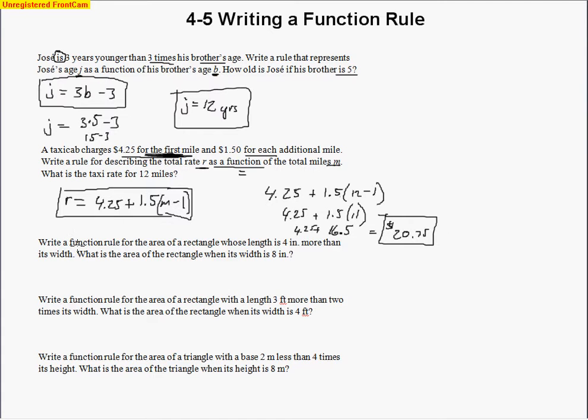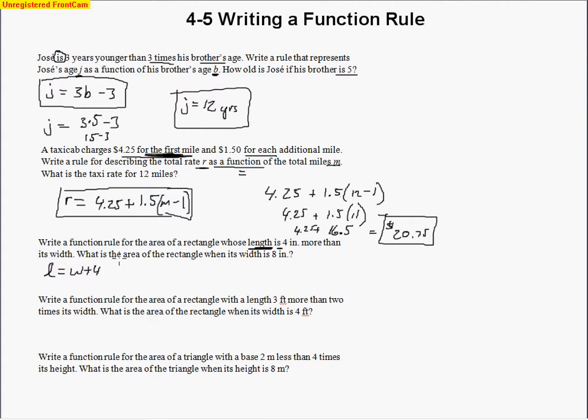It says write a function rule for the area of a rectangle whose length is 4 more than its width. Once we see that, the length is, I'm going to write down L equals, and then 4 more than its width. So now I've got that expression.